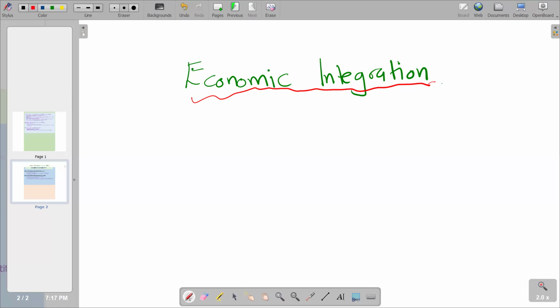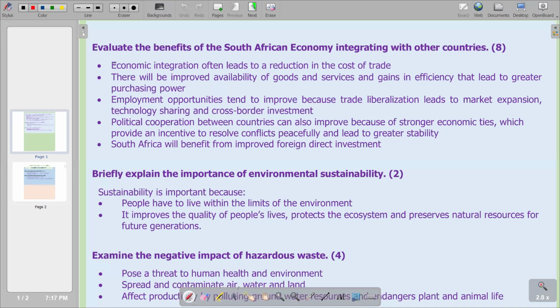So going to our question, we are going to look at the first question, which is saying: evaluate the benefits of the South African economy integrating with other countries. The question has 8 marks. So obviously, it requires you to raise at least 4 points on the benefits to the South African economy.